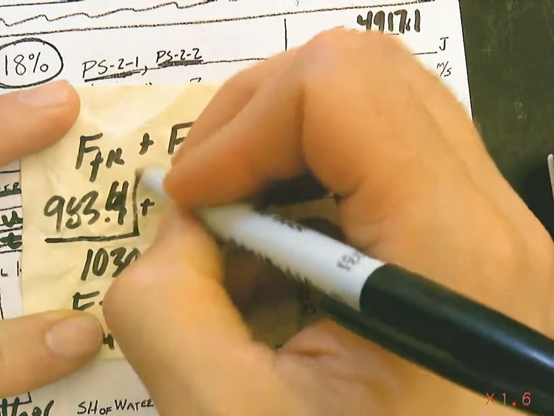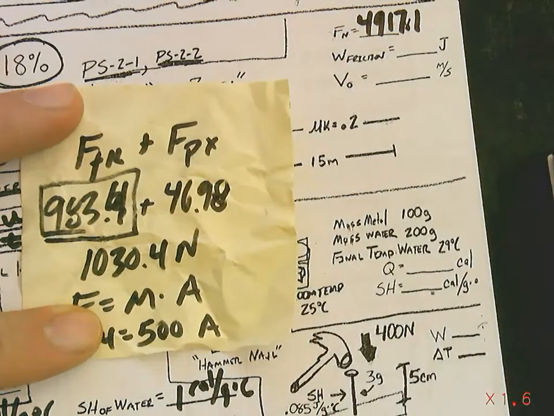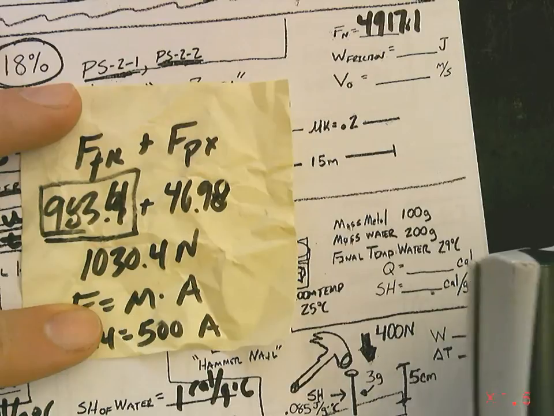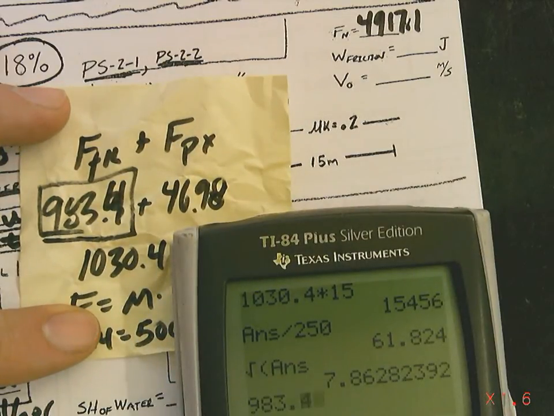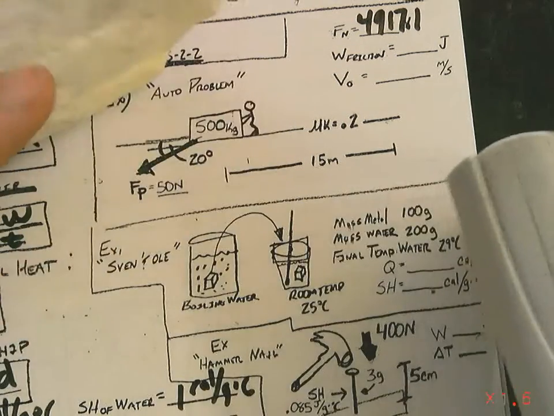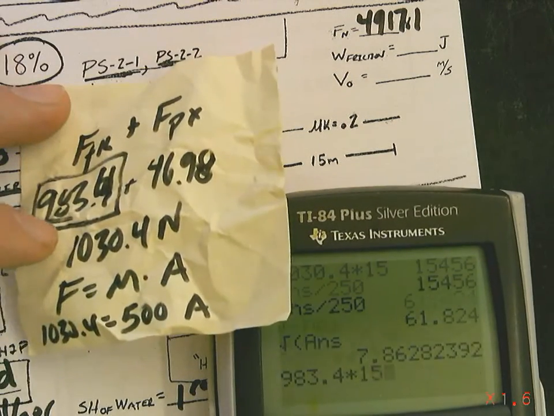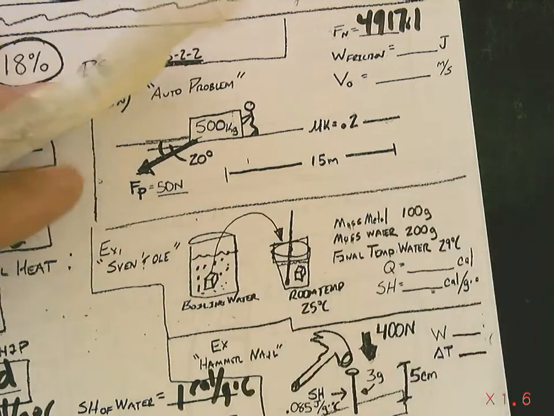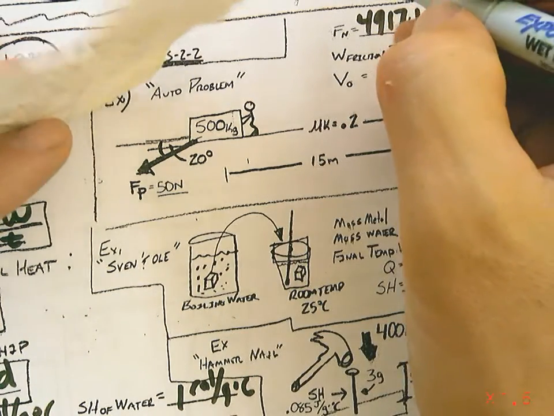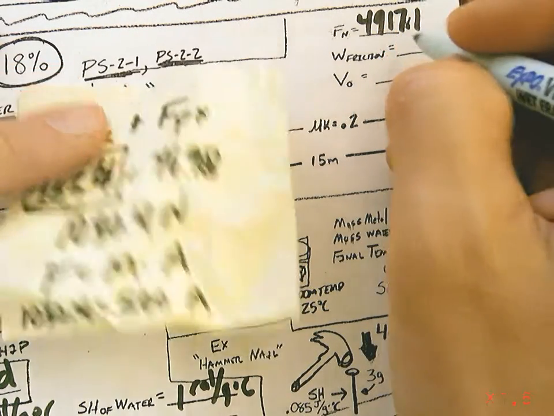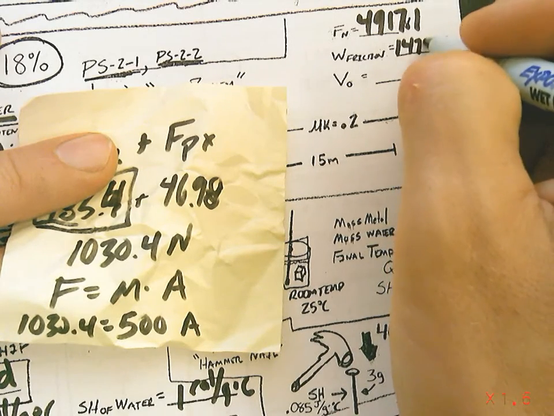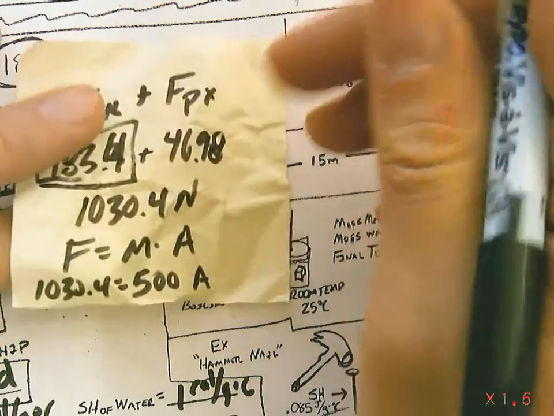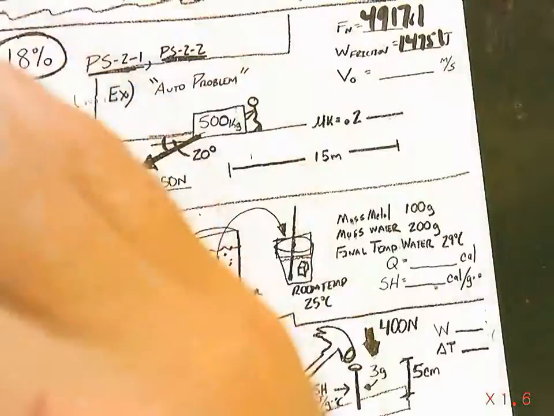Here's our friction force. 983.4, and we just multiply by the distance. Force times distance is work. So 983.4 times the distance, 15, gives me 14,751. The friction did 14,751. But remember, what we used to do it is the net.